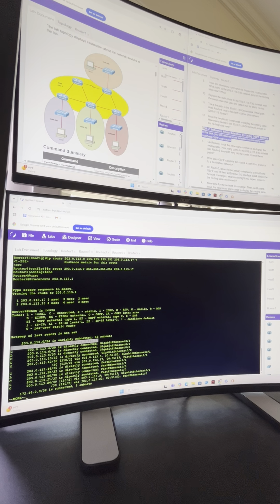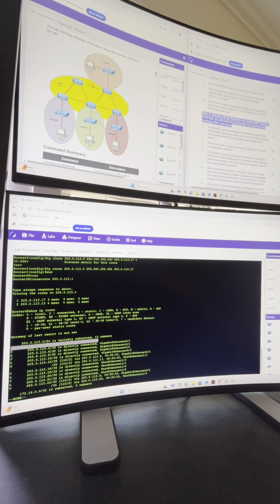Let's go ahead and move on to task number 2. It says influence route selection by using OSPF metric. In this task you will influence route selection by examining and modifying OSPF cost values. So number 1, it says on router 5, issue the necessary command to display the routing table. How many paths to the 203.0.113.8/30 network has router 5 inserted? Why did the router choose these paths?